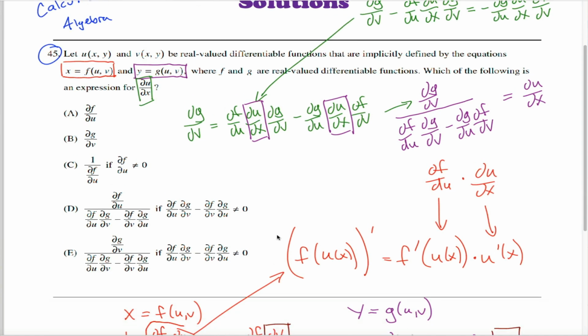Come over here in our list. It looks like that's answer E. Note these are just written in the opposite order. df dv times dg du. I guess technically you don't want to divide by 0, so technically you should add on this comment right here that this denominator here can't be equal to 0.